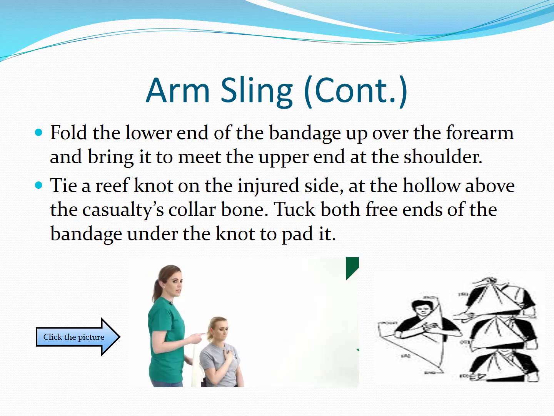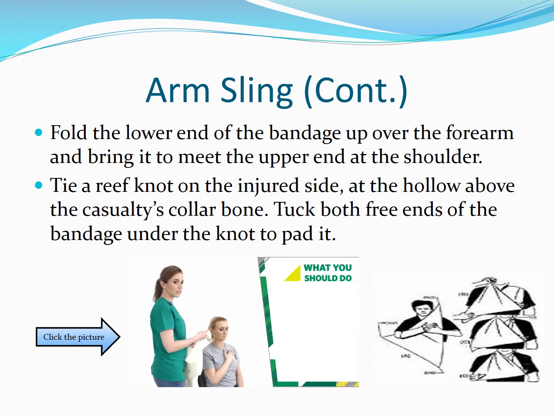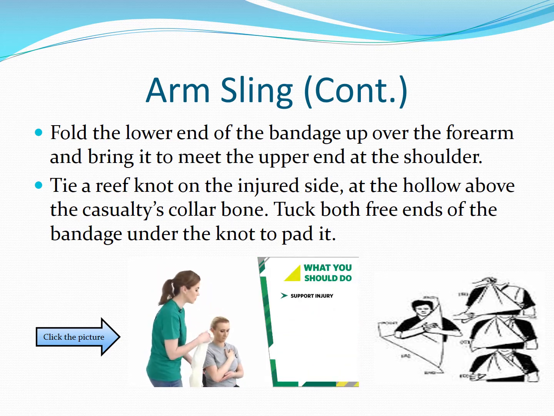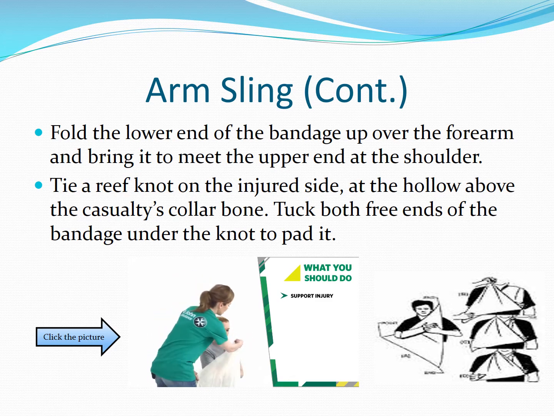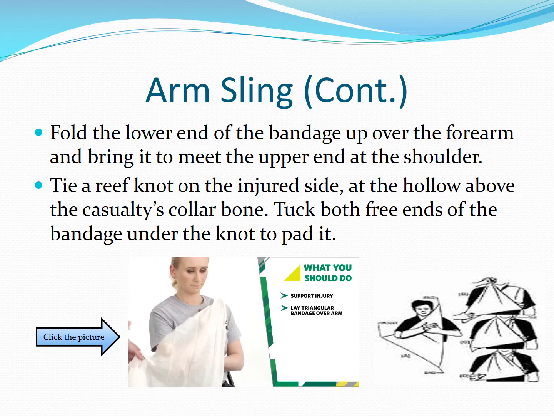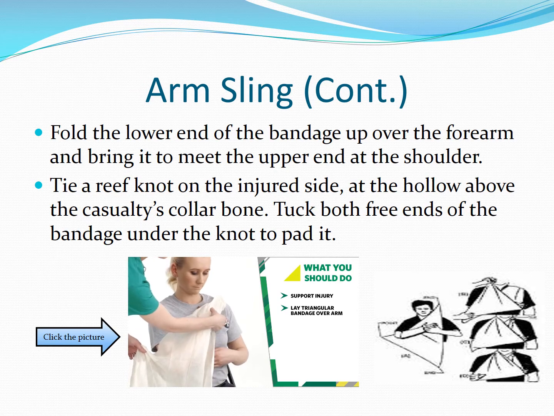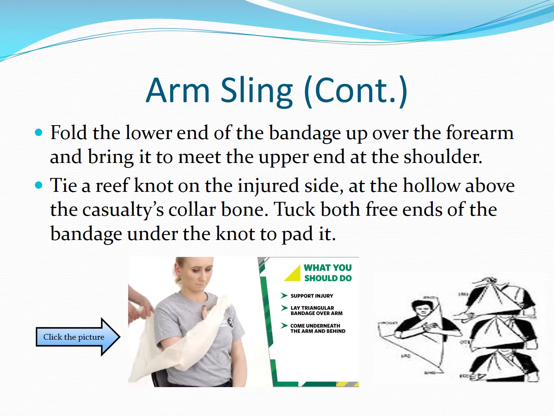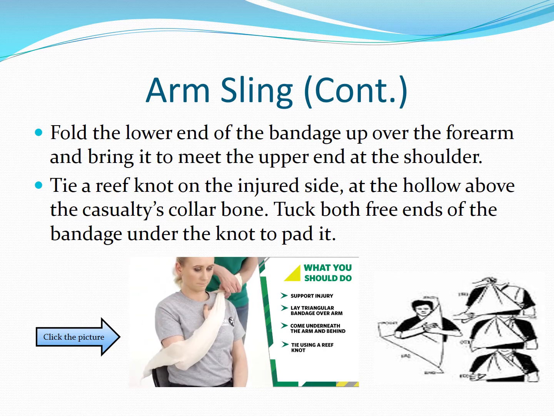To make an elevation sling, first ask the casualty to support their injured arm. You just support it there for me, and their fingertips should be touching the shoulder. Lay your triangular bandage over the injured arm. Just get the casualty to hold it in place. Just hold it there for me. Come underneath the arm, around the back, and then tie using a reef knot.